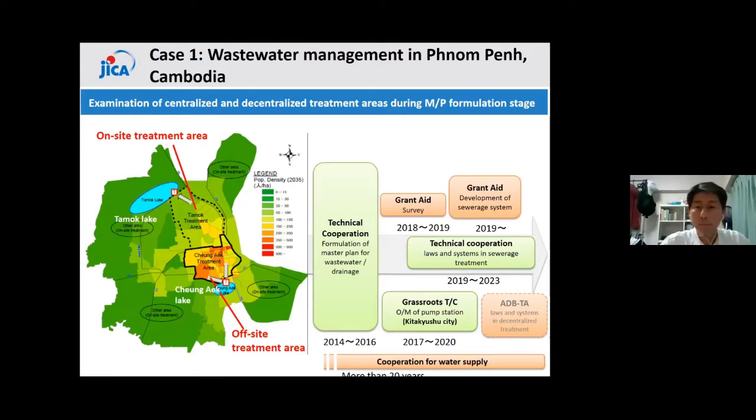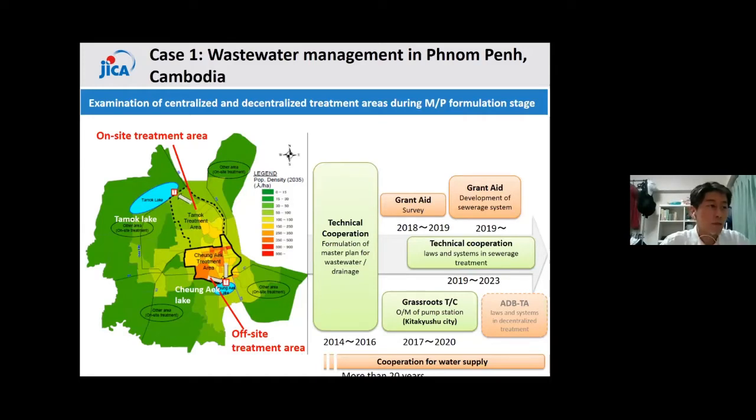And then based on this master plan, we are now supporting the development of sewerage systems in Phnom Penh using the grant aid scheme. But in the meantime, we have also been providing technical cooperation to improve roads and systems in sewage treatment.